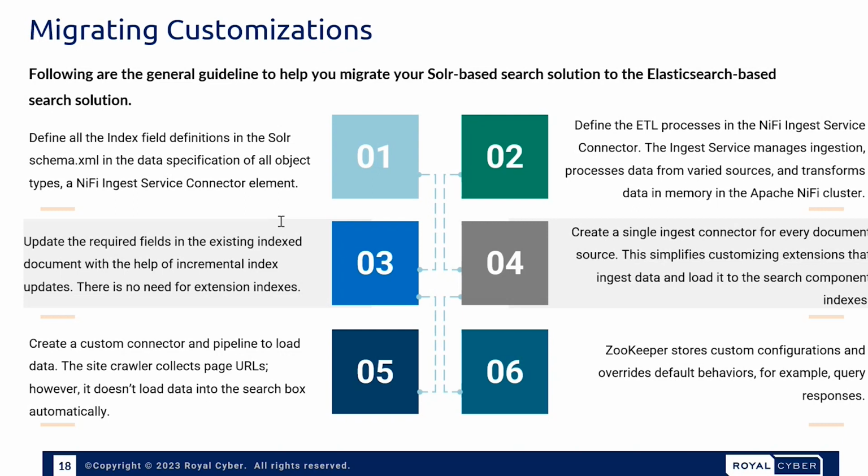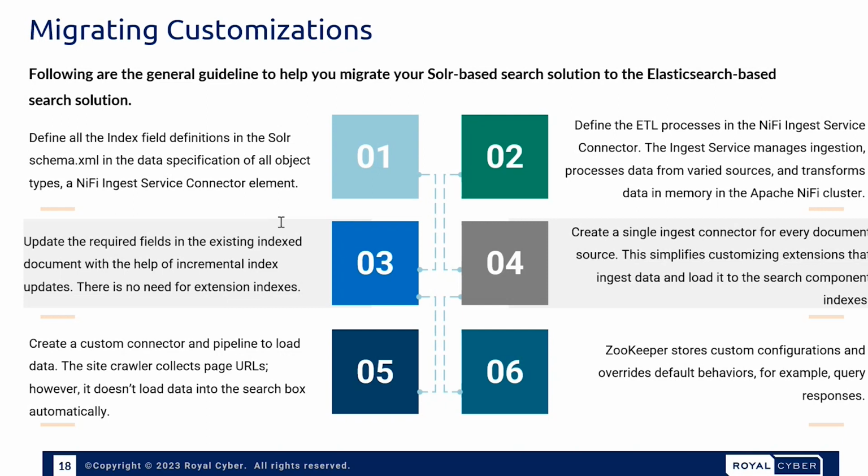Create a single ingest connector for every document source. This simplifies customizing extensions that ingest data and load it to the search component indexing. A single ingest connector needs to be created for each source of documents. This process allows you to more easily customize the extensions that will consume the data and load it into indexes of the search component.